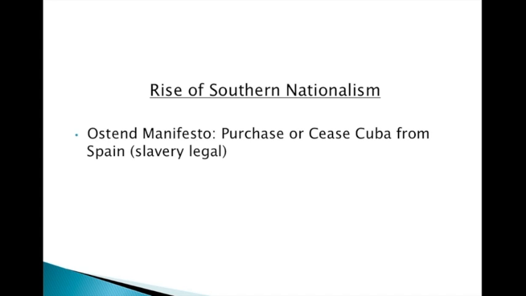They created what was called the Ostend Manifesto, which is where they wanted the U.S. to purchase Cuba because slavery was still legal there. In fact, the Southern leaders pushed for it. And in the end, the U.S. did not purchase Cuba.